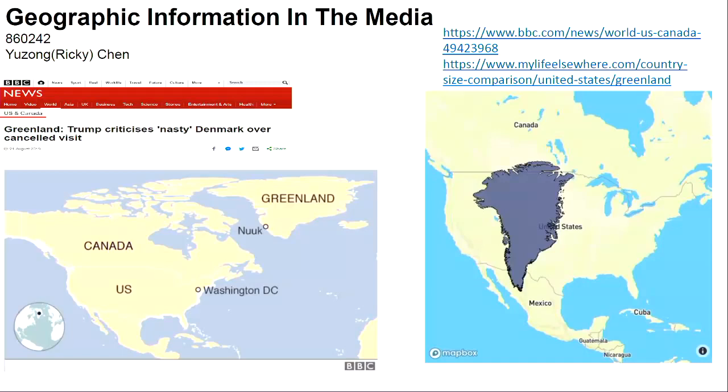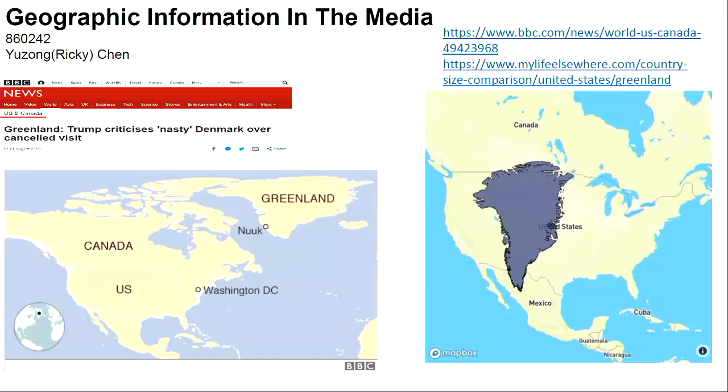Recently, as you know, Trump planned to buy Greenland from Denmark, and the BBC showed this map. What I really want to focus on is the scale. As you can see, Greenland in this map is much larger than its actual size, which is shown in the map on the right. Actually, Greenland is about one fifth of the United States.